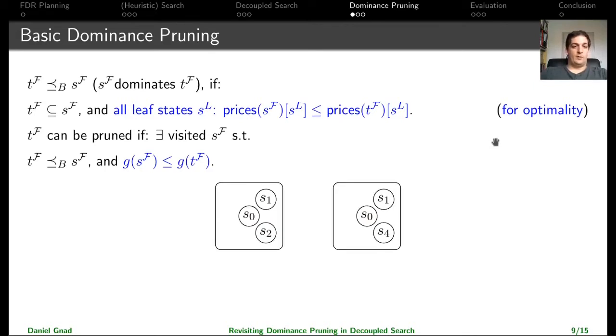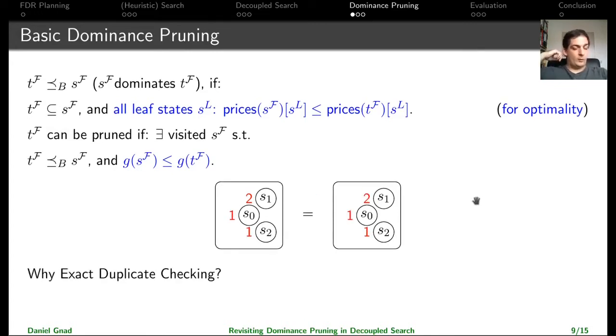So let's make some example. We have 2 decoupled states here, and the question is, does one dominate the other? Okay, that one's easy. No, because here we have state S2 reached, and here we have state S4. So this subset relation doesn't hold, and there's no dominance. If we removed S2 here, then the right state would actually dominate that one, because all states that we have on the left are also there on the right, and they have at most the cost that they have on the left. A second example, what about this case here? Clearly dominance holds because the set of states are equal and all prices are lower or equal on the right.